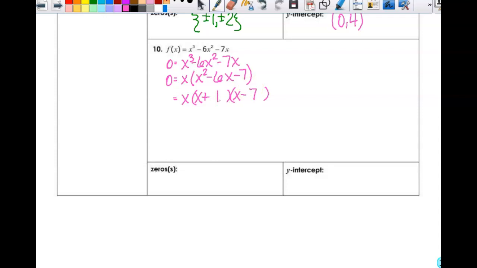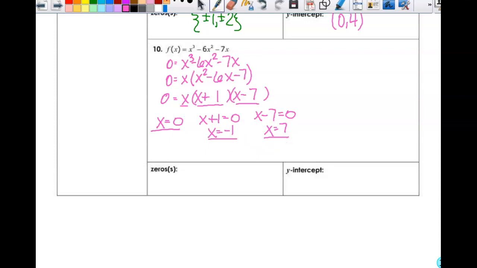Okay? Here's the thing. If you got this far, you need to double check how many factors you have with how many zeros you have. How many factors do we have? 3. We have 1, 2, 3. And your zero product rule says you take each factor and set it equal to 0. So this would be x equals 0, x plus 1 equals 0, and x minus 7 equals 0. So I have x equals 0, x equals -1, and x equals 7.